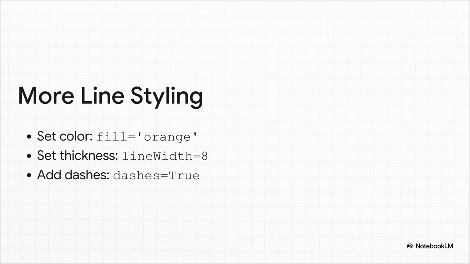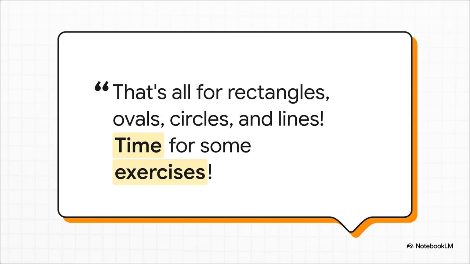And you can do even more. You're not just stuck with solid lines. You can make them thicker, you can change their color, and you can even make them dashed just by setting dashes equals true. It's a really easy way to add some style and variety to your drawings. And there we go. Those are the 4 foundational tools for your creative coding toolkit: the rectangle, the oval, the circle, and the line. It might not sound like a lot, but you can build incredibly cool and complex things with just these 4 commands.